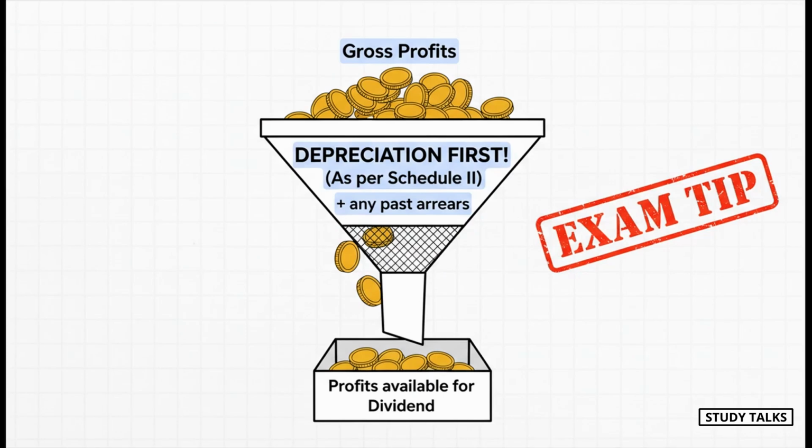I am giving this its own slide for a very good reason. This is a classic exam trap where marks just disappear. Before you even think about the dividend rate, you absolutely must provide for depreciation according to Schedule 2 of the Companies Act. And it's not just for this year. If you have any unprovided depreciation from past years, any arrears, that has to be cleared first too. Just think of it as a mandatory bill you have to pay before you can even start to see what profit is left to share.